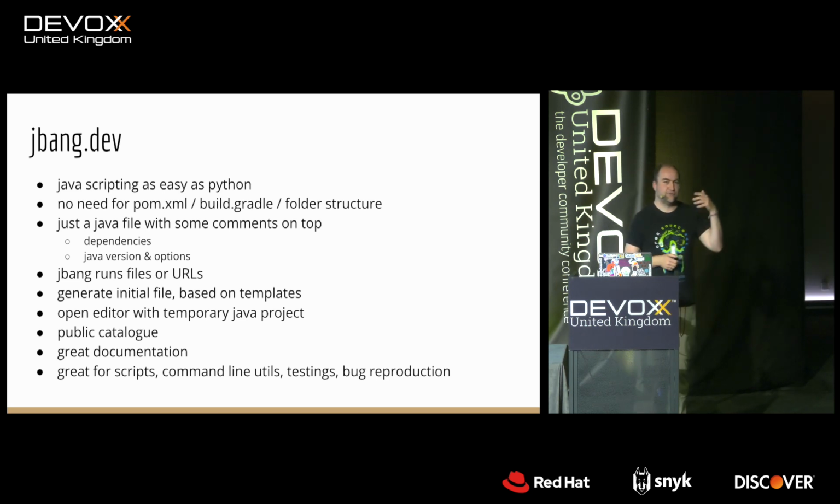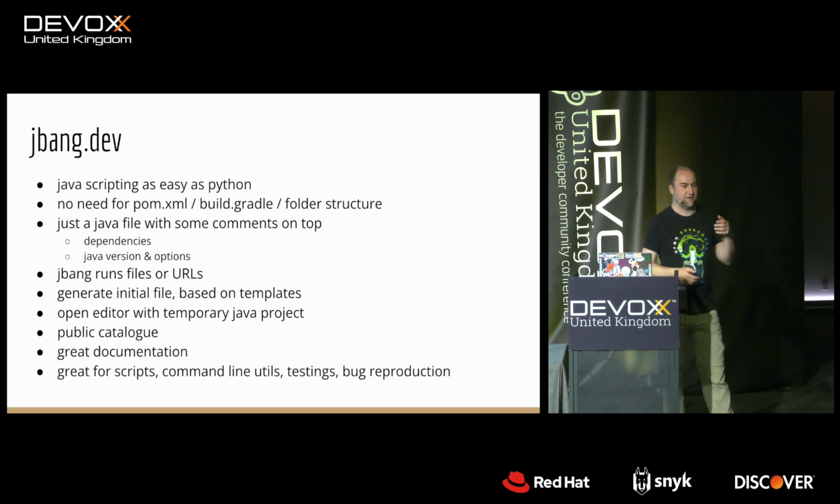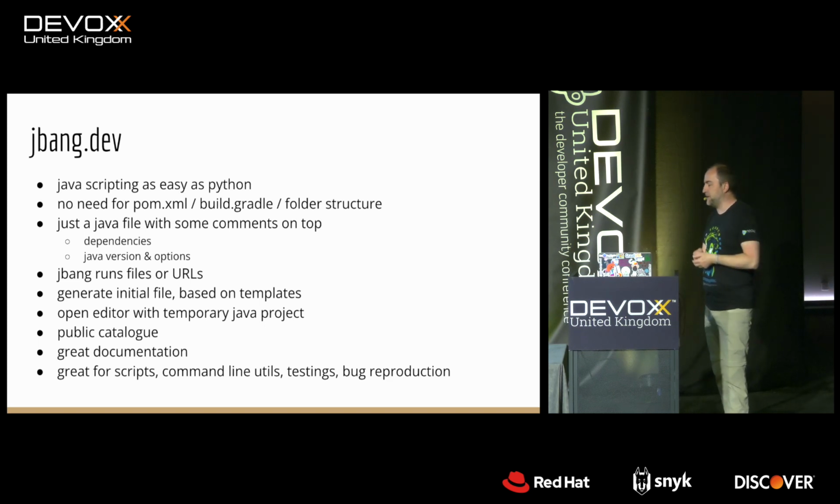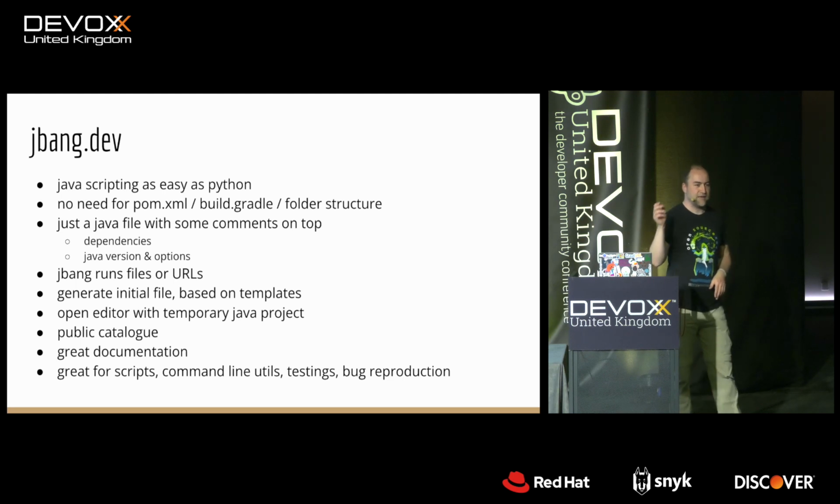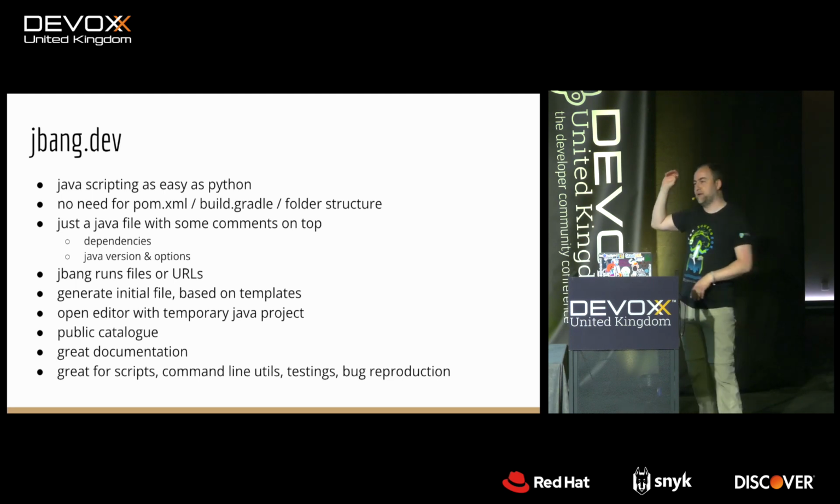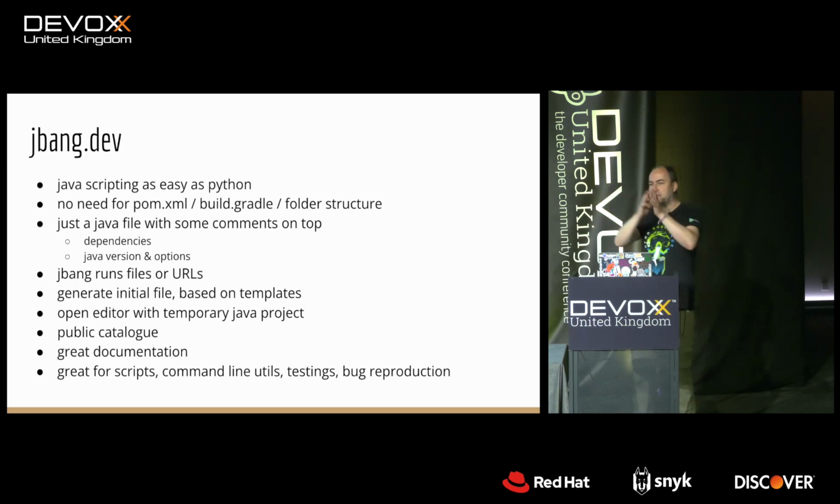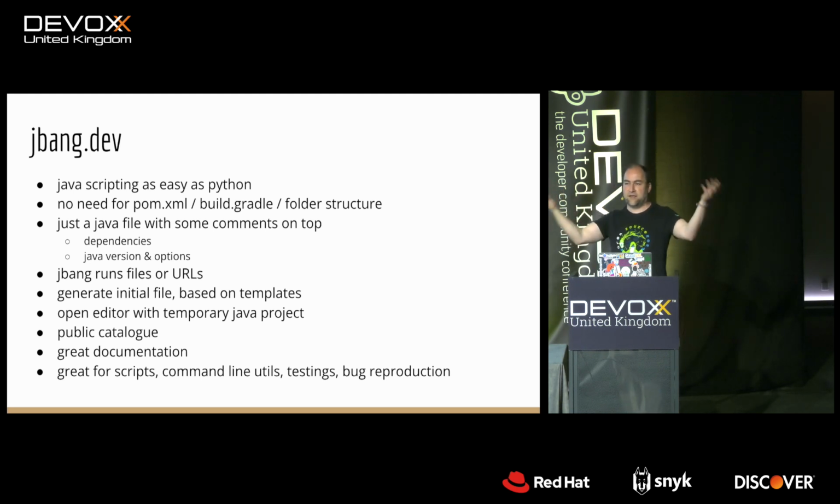So there's no need for POM XMLs or build Gradle files. You don't need to have this Java setup with the whole thing. Just a Java file with a bunch of comments on top. If you've used Groovy before and have used the Grab annotations, that's where I think some of the inspiration came from, where you could just specify, oh, these are my dependencies on top of a Groovy file, and Groovy downloaded the dependencies with Ivy, I think back then, and made them available.